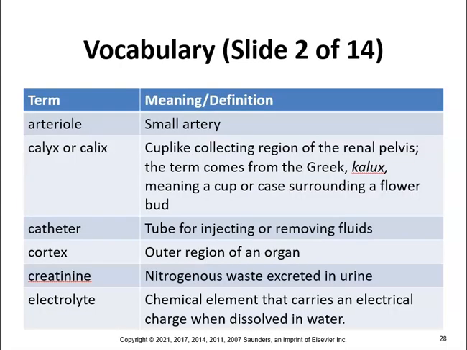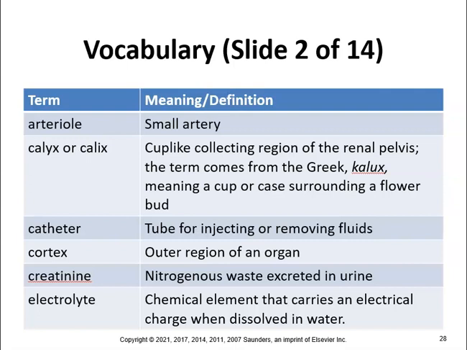That's a small artery. A calyx is a cup-like collecting region of the renal pelvis. The term comes from the Greek calyx, meaning a cup or case surrounding a flower bud. Catheter, a tube for injecting or removing fluid. So when you put a catheter in, it's to help go to the bathroom.